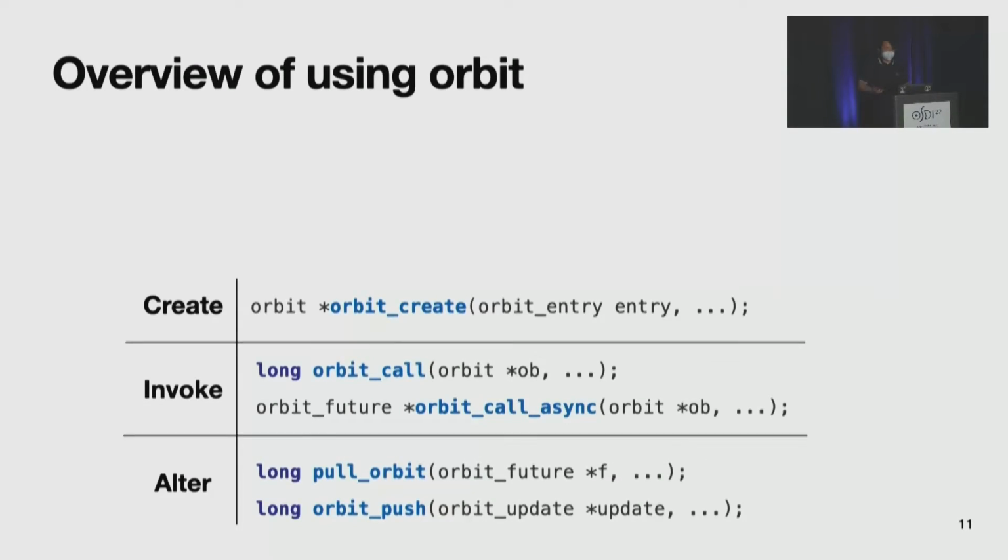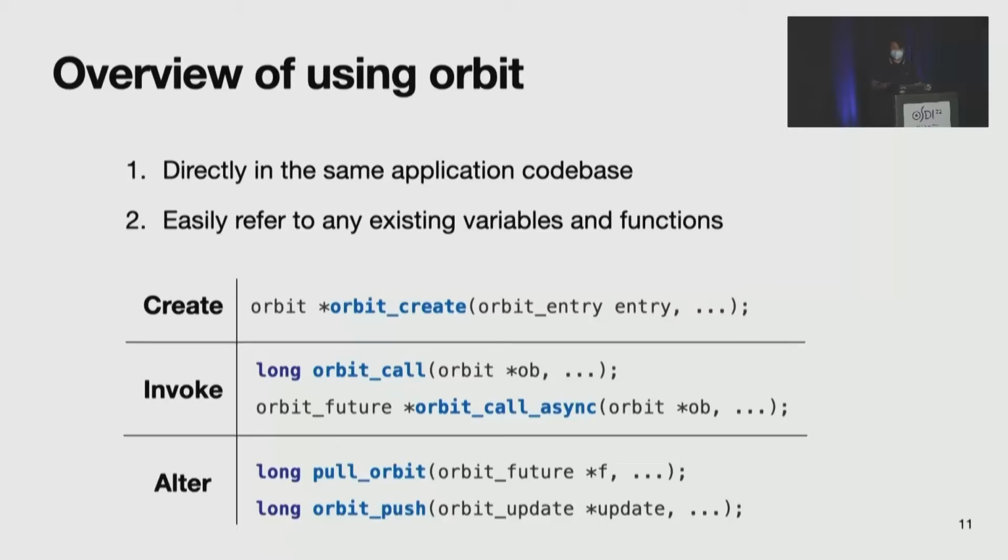We provide Orbit as a set of APIs. Developers can easily create an Orbit, invoke the auxiliary tasks many times, and then alter the main program states. All of these are used directly in the same application code base, and can refer to any existing variables and functions.